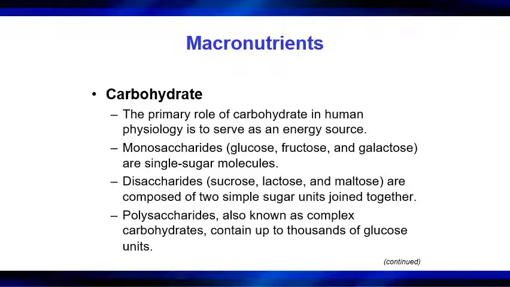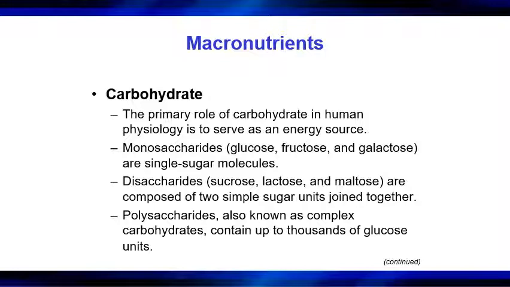Again, glucose, fructose, and galactose are essentially our single sugar molecules, which get combined into disaccharides, which is when you have two simple sugars joined together. That's your sucrose, lactose, and maltose. Sucrose, the easiest example of which is your table sugar, is the most common disaccharide. That's a combination of glucose and fructose. Lactose is a combination of glucose and galactose, and that's what you find in milk. And maltose is basically two glucose molecules combined together.